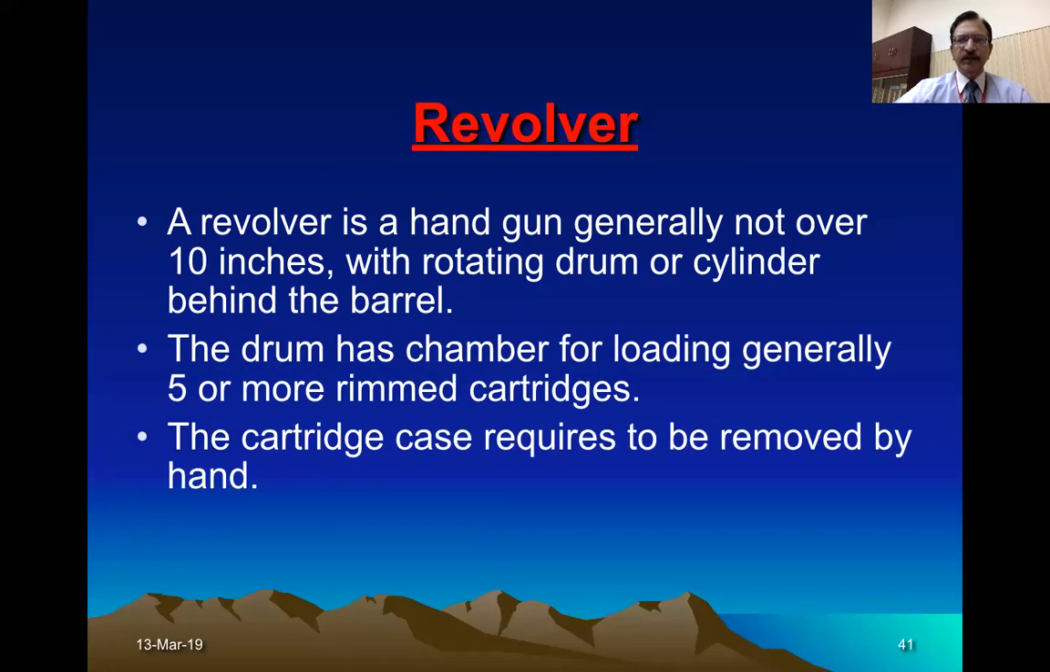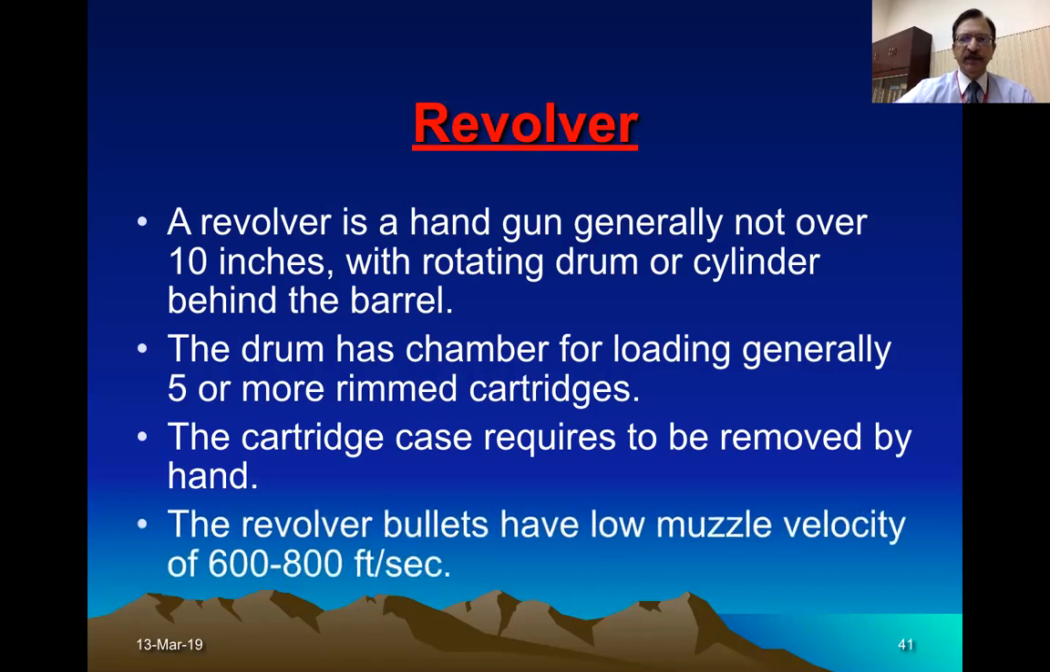That is, the chamber or the drum rotates, one bullet after the other comes in front of the firing pin, but the bullet case remains in the chamber. It is not ejected out like in pistols. In the pistol, there is a specific phenomenon that after firing a bullet, the case is ejected out, whereas in revolvers, it remains in the chamber. You have to manually remove them.